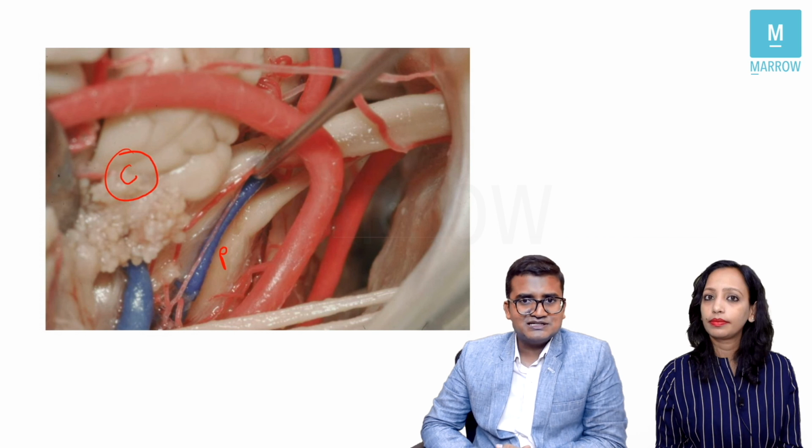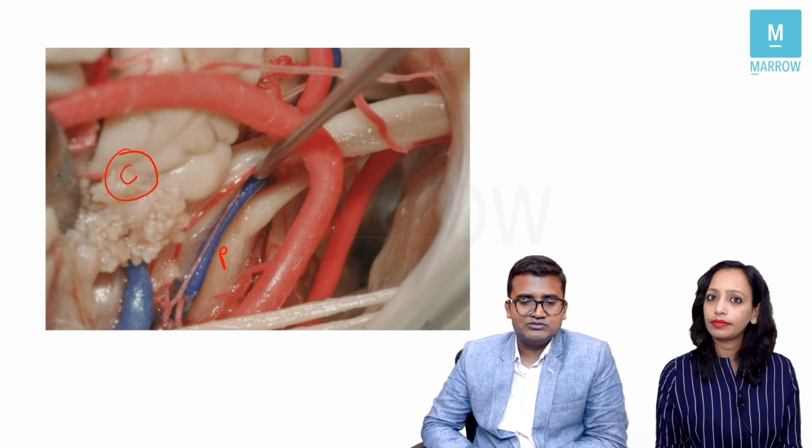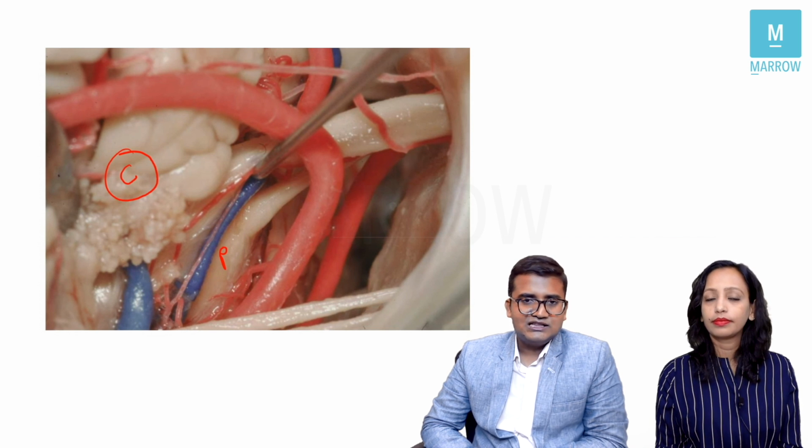Now, what are the nerves present in this cerebellopontine angle? From above downwards, number one, trigeminal nerve. Number two, abducent nerve, and then facial nerve, and then vestibulocochlear nerve, and then below, 9th nerve, 10th nerve, 11th nerve, and 12th nerve. Now, out of all these structures, the acoustic neuroma or cerebellopontine angle tumor most commonly arises, as madam just told, from the inferior vestibular nerve. And the tumor can compress any of these structures and produce some symptoms.